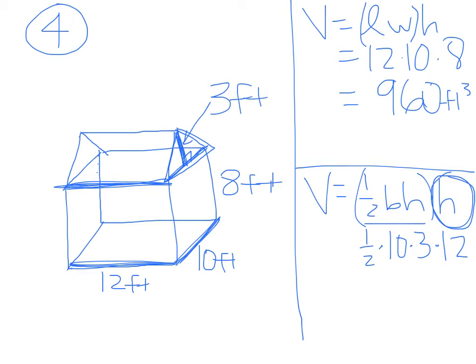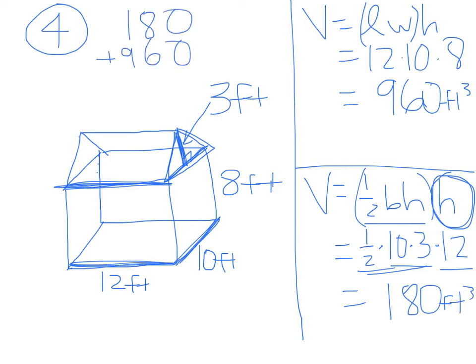But now when we multiply, 10 times 3 is 30, times 1/2 is 15, 15 times 12 looks to be 180. So we end up with adding 180 plus 960, and my total comes out to 1,140 feet cubed. All you did was add the volume of the top plus the volume of the bottom, and that's your final answer. Let's go ahead and move on to example 5.